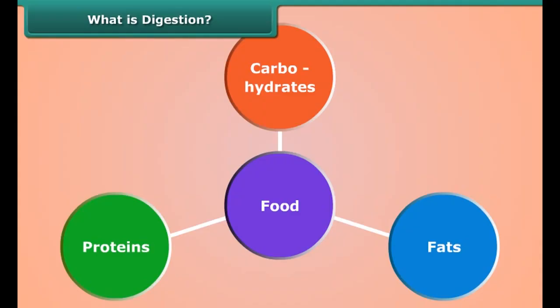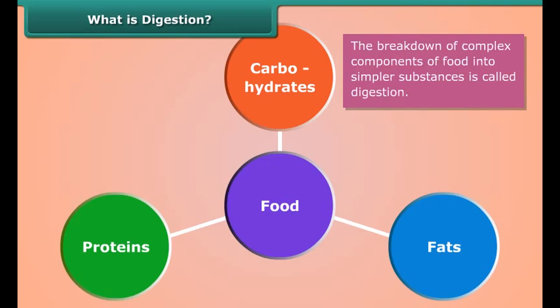We cannot utilize these substances as such, so they are broken down into simpler substances. The breakdown of complex components of food into simpler substances is called digestion. Let us study digestion in human beings.